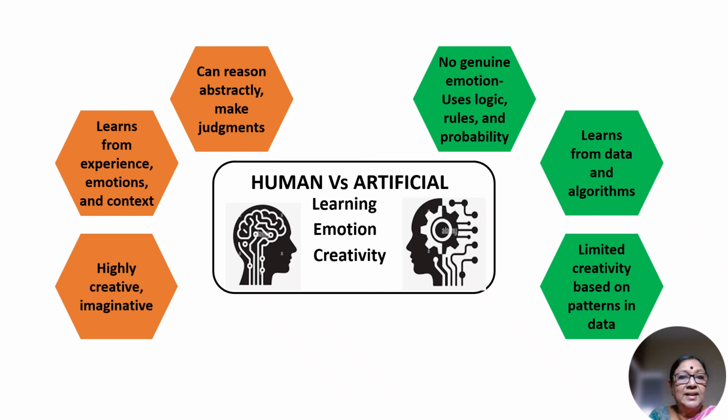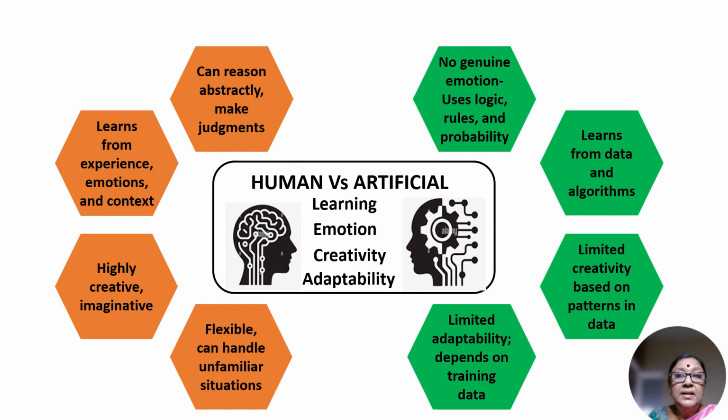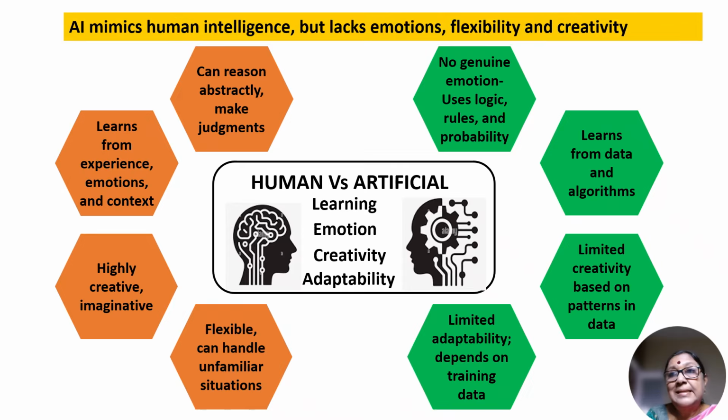Of course, human beings are highly creative and imaginative. Otherwise, we wouldn't have these types of applications. It is all due to human beings. But artificial intelligence has limited creativity and is again based on patterns of data. So data, patterns of data, is what gives the intelligence to artificial intelligence. Then adaptability. Human beings are very flexible and can handle any unfamiliar situation, well or not, but they can handle it. On the other hand, artificial intelligence has only limited adaptability. It again depends on the data you have given as input, the so-called training data.